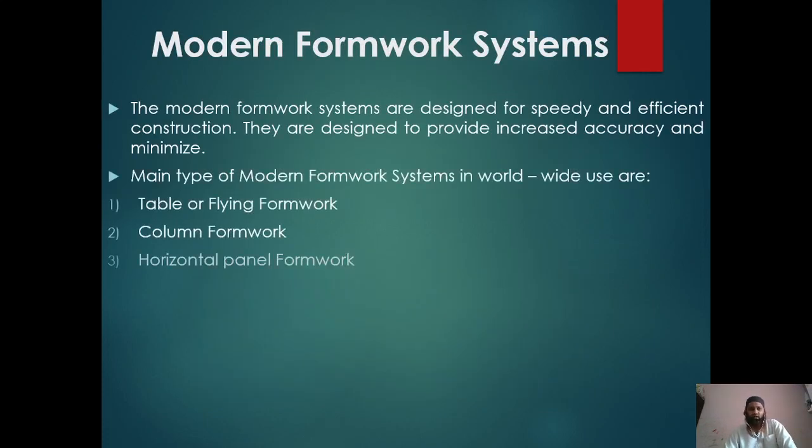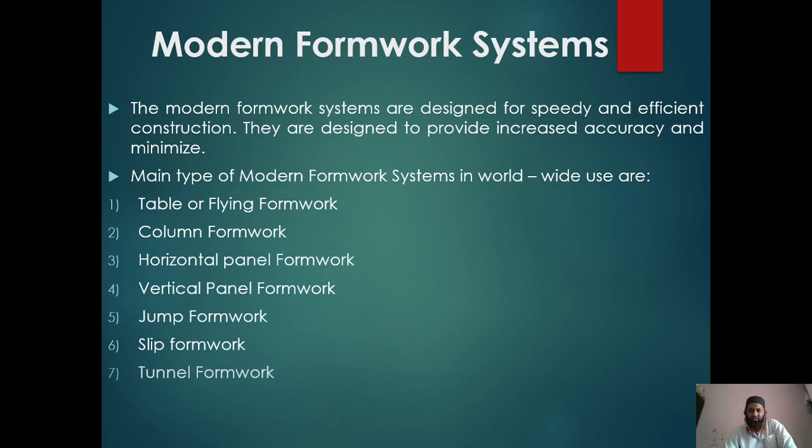You can see here, the modern formwork systems are designed for speedy and efficient construction. They are designed to provide increased accuracy and minimal waste. So we want to increase the accuracy levels and also increase the speed. Now, what are the modern types of formwork used in the world? You can see here: table formwork, column formwork, horizontal panel formwork, vertical panel formwork, jump formwork, slip formwork, tunnel formwork. All these are there.